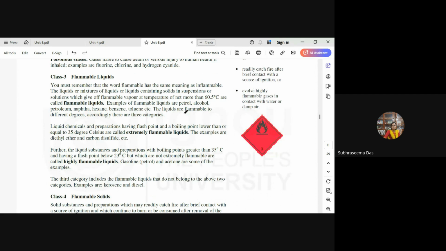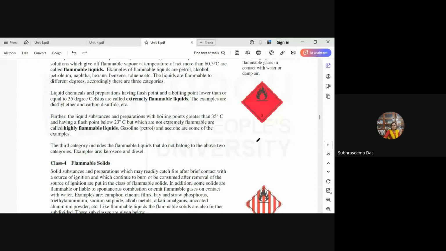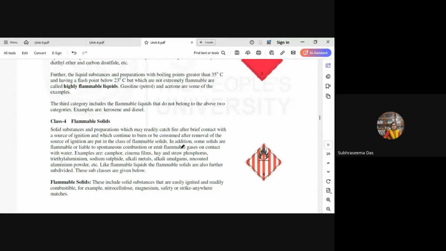Then the second category is the highly flammable liquids, such as petrol or acetone, which have a boiling point greater than 35 degrees but a flash point below 23 degrees centigrade. And the third category includes the flammable liquids that do not belong to the above two, that is kerosene and diesel. Then the fourth class of hazardous chemicals is the flammable solids.